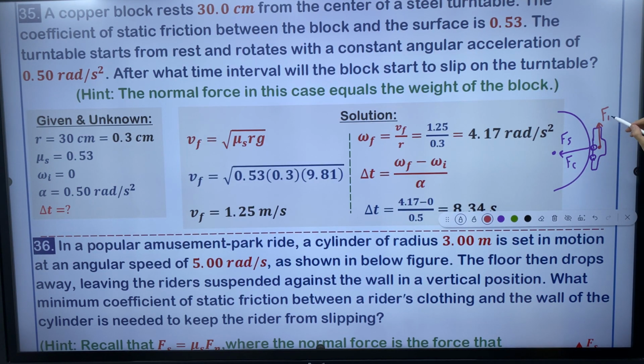This is normal force and this one is Fg. So in this situation, normal force balances the weight of the car, and Fs becomes centripetal force. Centripetal force becomes frictional force. So we have two conditions. Fs becomes Fc, and Fn becomes Fg. We have two conditions here.